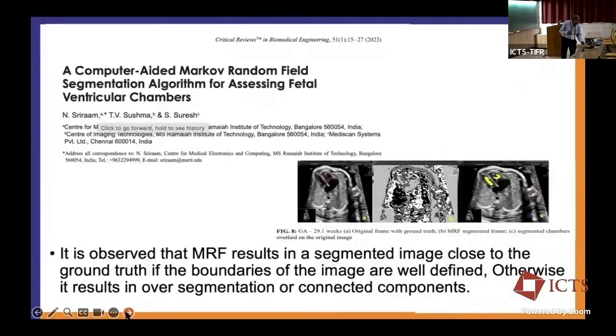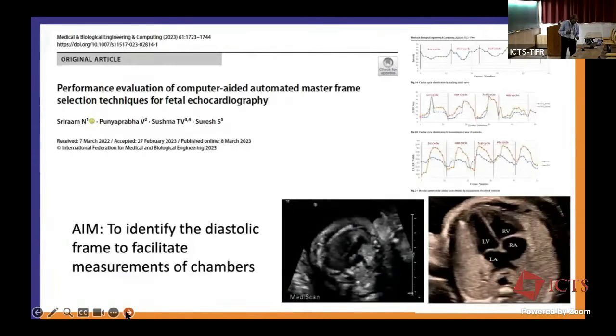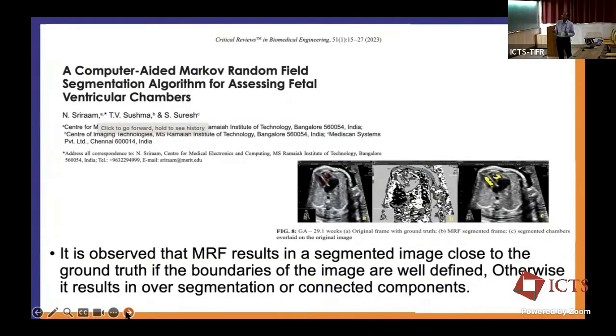And what it did was able to identify the diastolic frame reasonably well. And this is just as a basic beginning to use it for a full cardiac examination. And again, this was also to do a segmentation algorithm for identifying these chambers. We wanted to automatically measure the chambers, see how well we can identify.